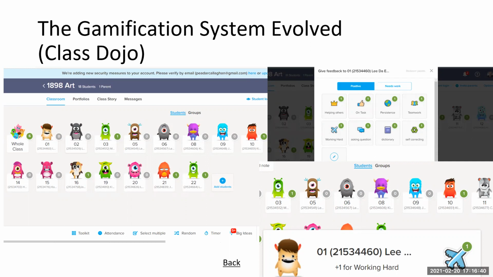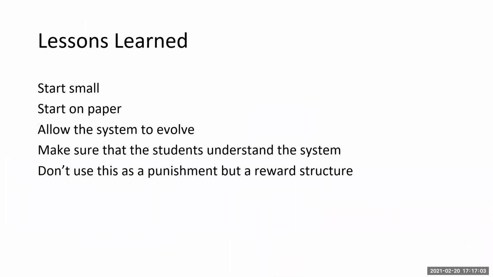So I really, really recommend paper first. Always go with the paper first and then start looking for the technological solutions. But the technological solutions are out there. You just have to understand what it is that you're building before you go to the digital version. Let's move on to the next slide.